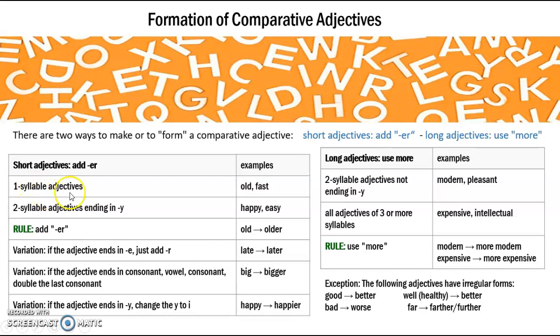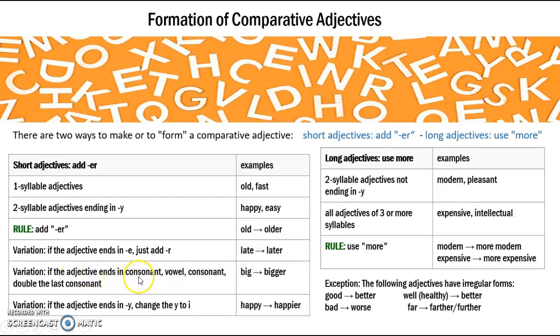For example, one syllable adjectives, like old or fast, we only have to add er: older, faster. With adjectives ending in y, for example happy or easy, we have to eliminate the y and change it for i in order to say happier or easier. The rule for er says, for example, if the adjective already ends in e, you only have to add r, not double the e. For example, late, later. The word already ends in e, so you only have to add r.